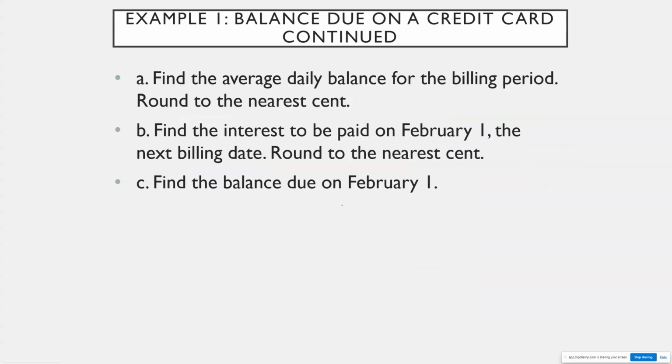So here are the three things we're going to do in this example. One, we're going to find the average daily balance for the period. We're going to round to the nearest cent. Then we're going to find the interest to be paid on February 1st, the next billing date, and round to the nearest cent. And then we're going to find the balance on the credit card due on February 1st. So basically what this is saying is, what's the new balance on the credit card?